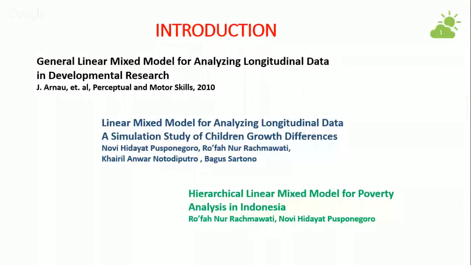So the question is how to test for fixed effect and the best covariance structure. The best covariance structure is tested with the three fit indices criteria that I told you before. It is tested with fit indices like BIC, and then the fixed effect.